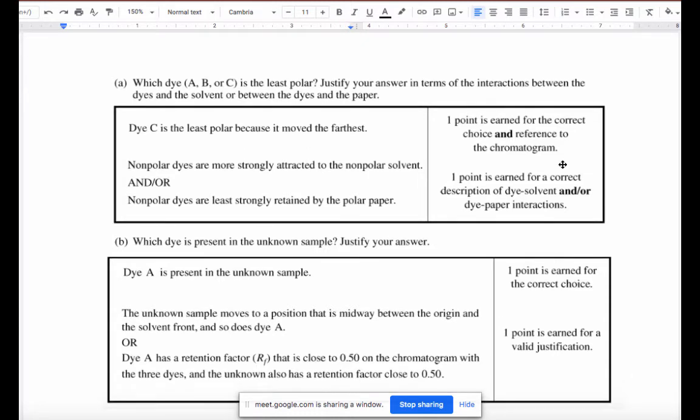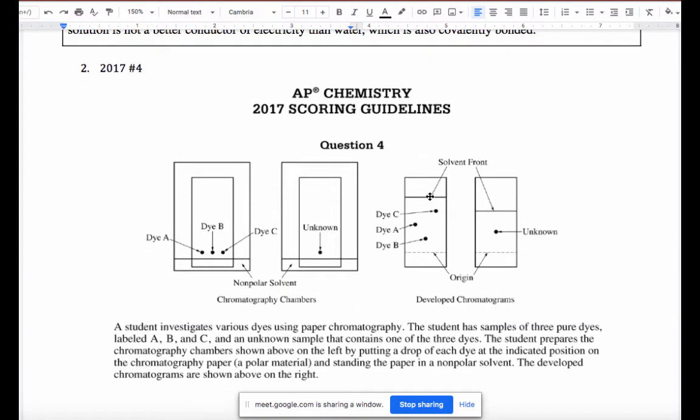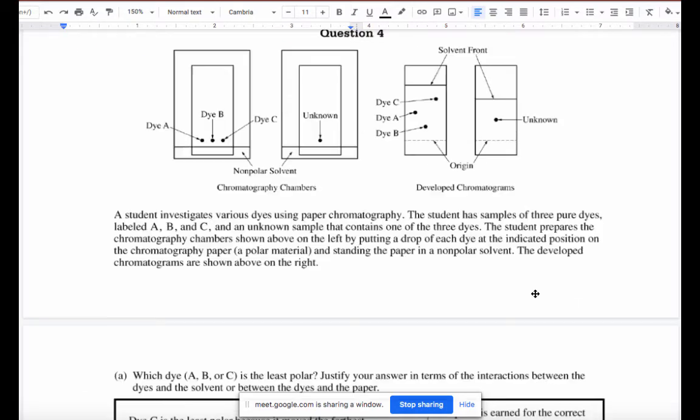If you take a look at the dyes, notice the solvent front. The solvent front has moved up further on the paper with the 3 dyes than with the unknown. Remember when we did chromatography, we calculated what was called the RF value, when you took the dye divided by the solvent front. Whether you want to talk about RF values or just the location of the dye in reference to the solvent front, either one would work.